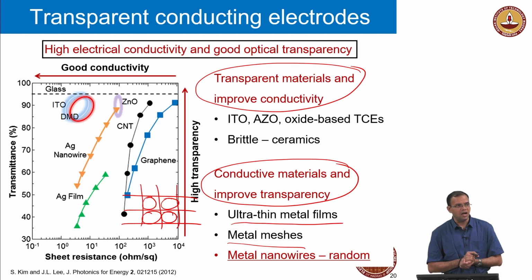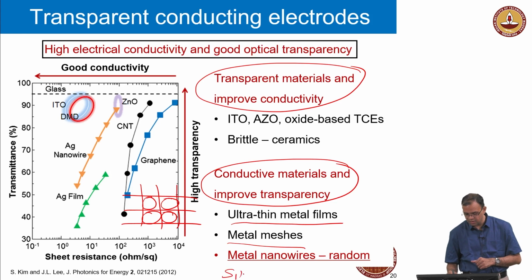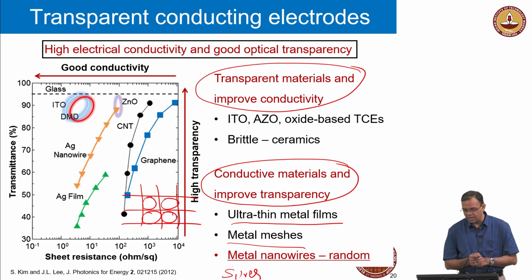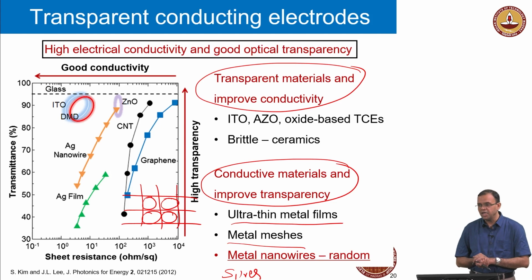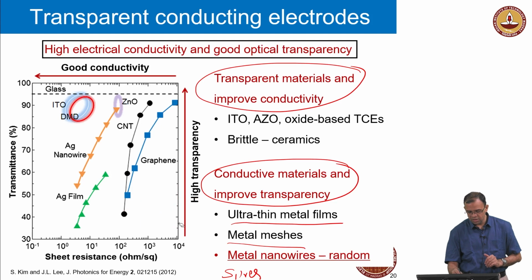So those are harder to do. So in our group, what we do is to actually have metal nanowires, and typically we do this with silver, because silver has very good electrical conductivity, it is stable, and we can synthesize nanowires quite easily. So I have, again, a random mesh of metal nanowires. Think about this, but now think about a more random arrangement of wires.